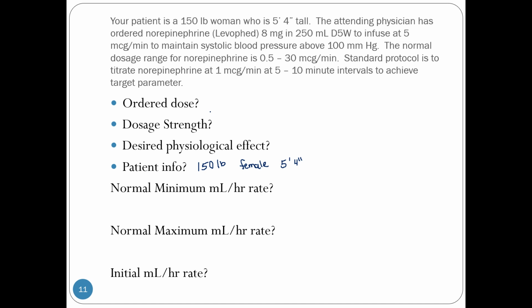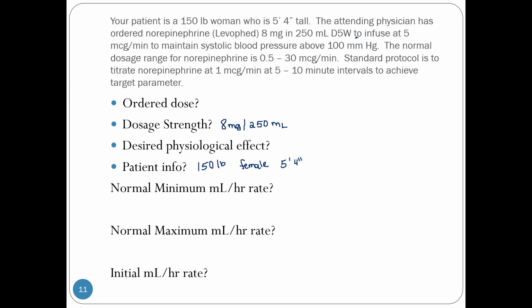All right. The attending physician has ordered this med 8 milligrams in 250 milliliters of D5W. So that is my dosage strength. So 8 milligrams is in the IV bag. The IV bag is 250 milliliters. So I will use that as a conversion in my dimensional analysis.